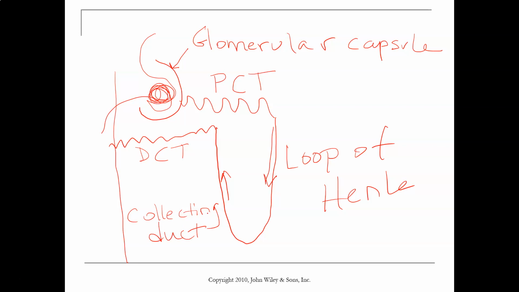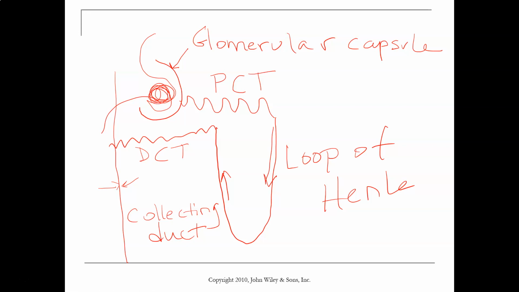Okay, so that's your basic kidney tubule. Glomerular capsule, proximal convoluted tubule, loop of Henle, distal convoluted tubule leading into the collecting duct. Now we're just going to call this the collecting duct, although actually they first call it the connecting tubule and so on, but we're just going to amalgamate that and call this the collecting duct.